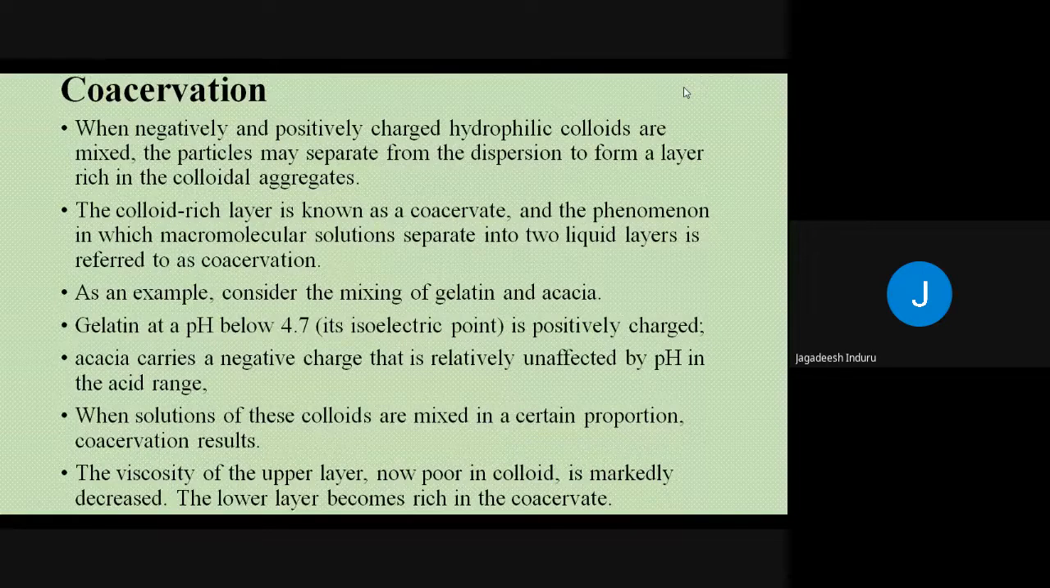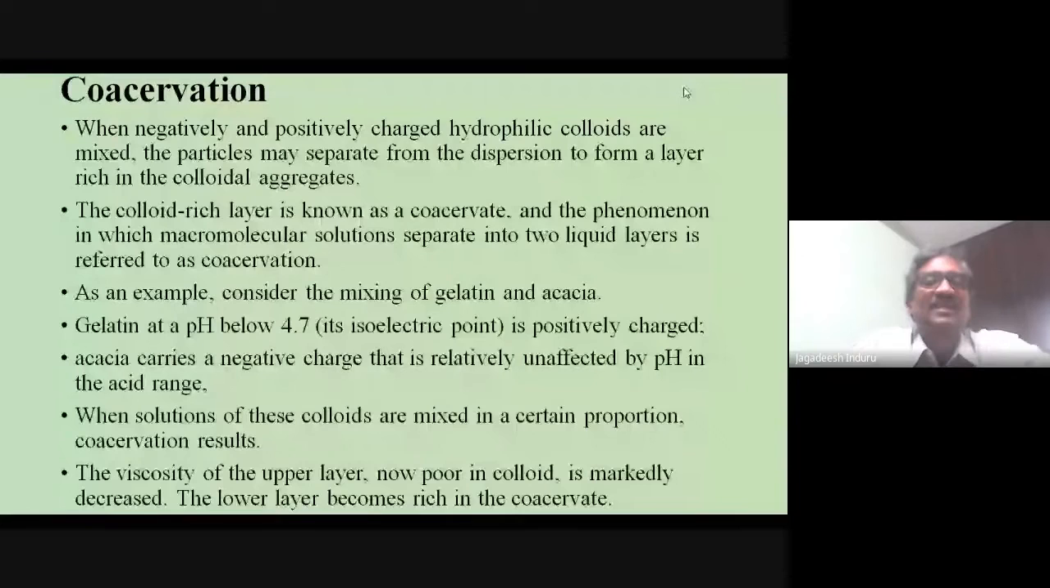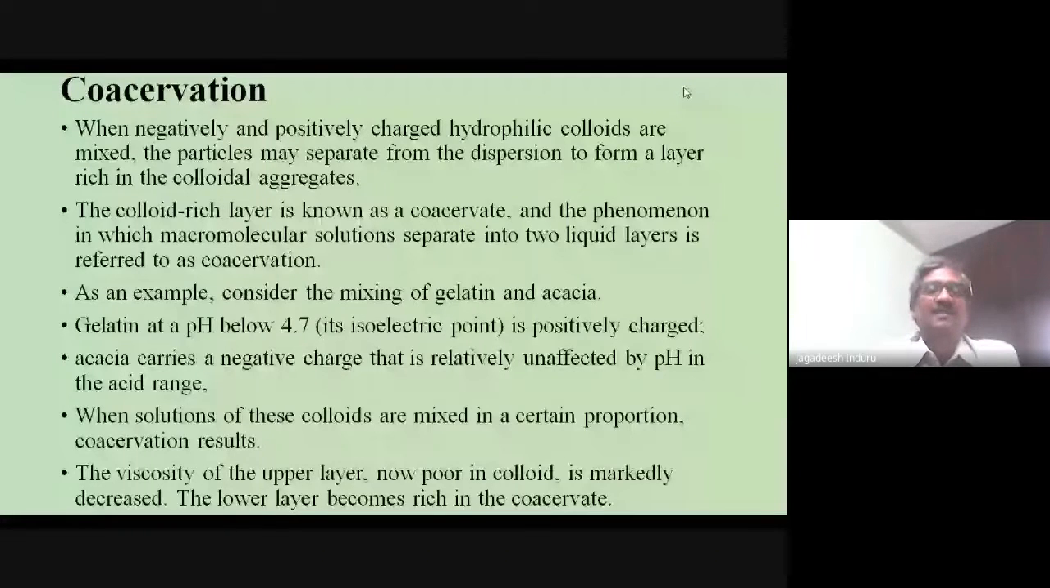The viscosity of the upper layer, which is now poor in colloid, is markedly decreased, and it appears stagnant with a clear supernatant liquid. Whereas the lower layer, which is rich in the coacervate, has very high viscosity and gets separated. This is the instability you get because of coacervation in the hydrophilic system when you are mixing positively charged and negatively charged hydrophilic colloidal systems.